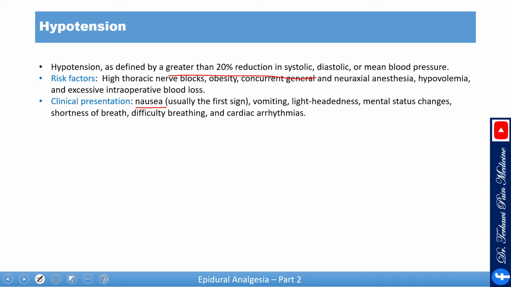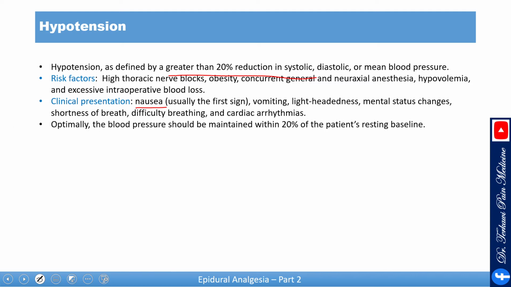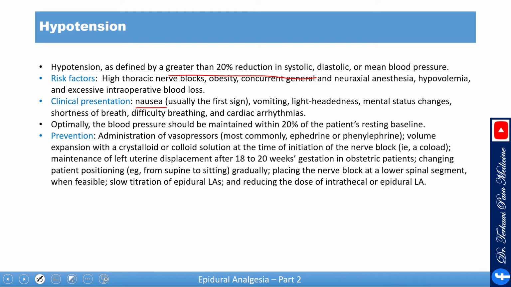Then lightheadedness, mental status changes, shortness of breath. This is a later manifestation. Optimally, the blood pressure should be maintained within 20% of the patient's resting baseline. Prevention by administration of vasopressor, especially in labor epidural, most commonly ephedrine and phenylephrine. There are a bunch of studies there.